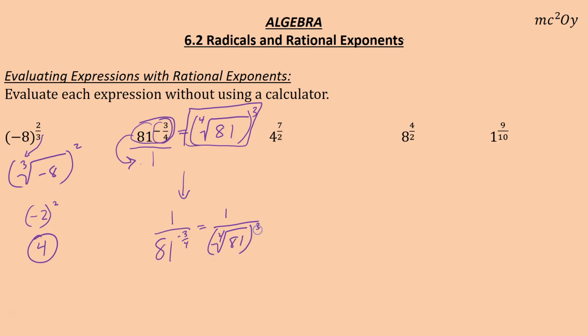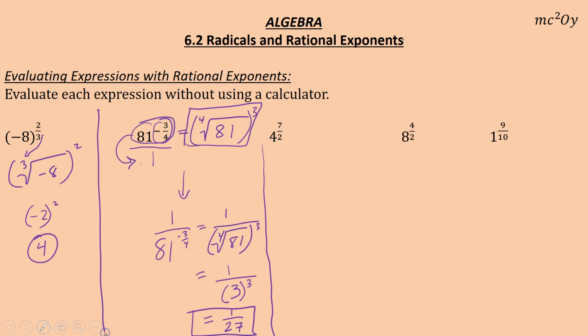But I don't want the fraction to become such an issue, so if you just evaluate this part and then remember it's on the bottom, that helps out as well. But let's take the fourth root of 81. Something that multiplies by itself 4 times to make 81. Well, that is 3. So we have 1 over 3 to the third. And 3 to the third is 27. So this becomes 1 over 27. Evaluate means get it down as far as you can.